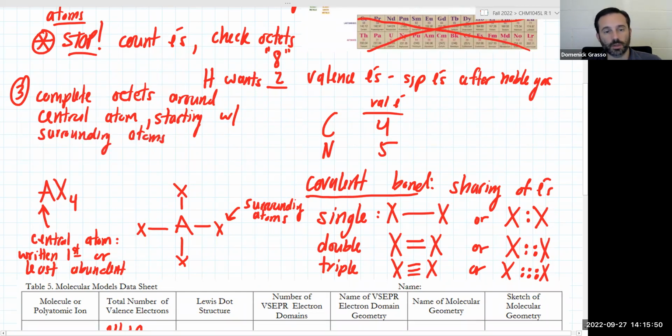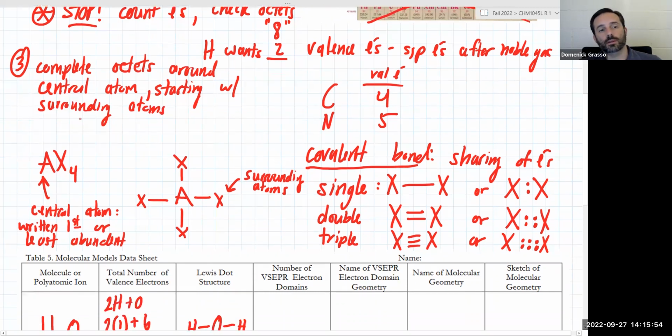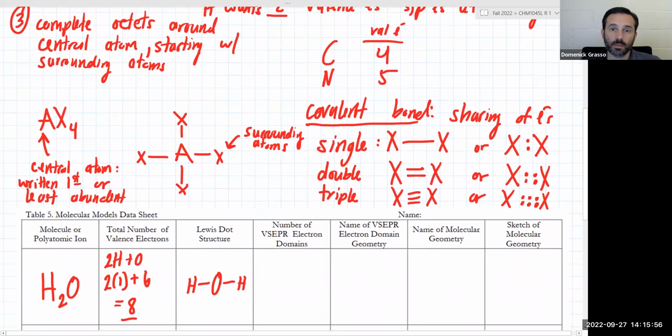All right, so I need to distribute my electrons. If I can accept any more electrons, they go on the outside. In this example, this hydrogen, if it's looking around, sees 2 electrons. It doesn't want any more. This other hydrogen looks around, sees 2 electrons, and doesn't want any more.